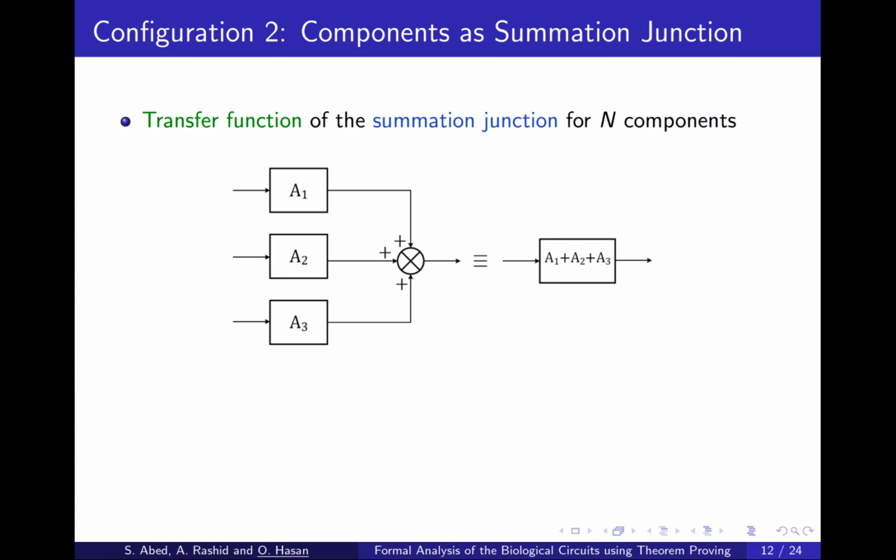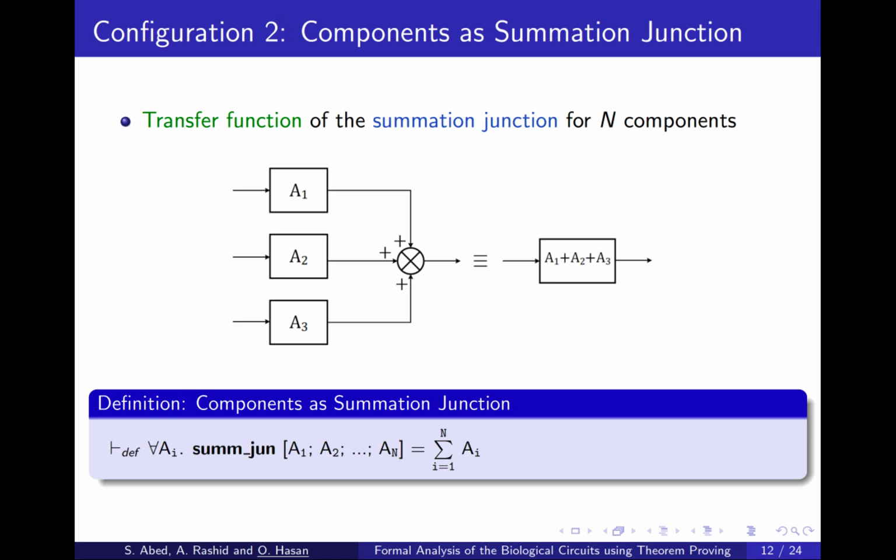Similarly, we have the second configuration, which represents the parallel connection of components, and the behavior that we have is that we just add or sum all the transfer functions to get the net transfer function of this configuration. Again, we developed a function which is called sum junction. It takes a list of transfer functions as components which represent the individual transfer functions of the blocks which are connected in parallel, and returns their corresponding sum.